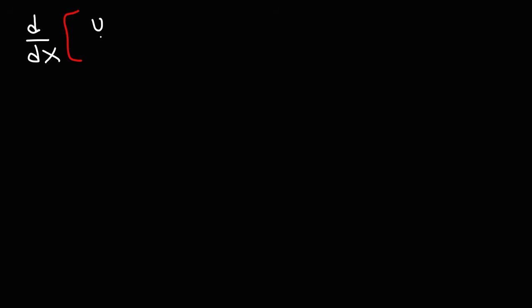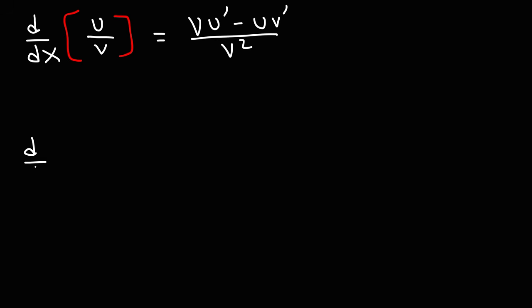Let's say if we have a function divided by another function, or u over v. To find the derivative of that expression, we could use this formula. It's going to be vu prime minus uv prime over v squared. So let's say we want to find the derivative of 3x minus 5 over 7x plus 4.